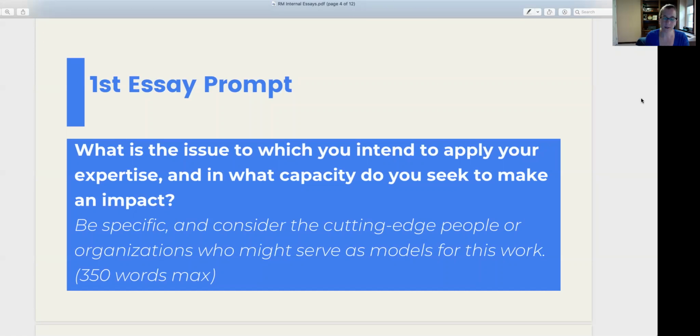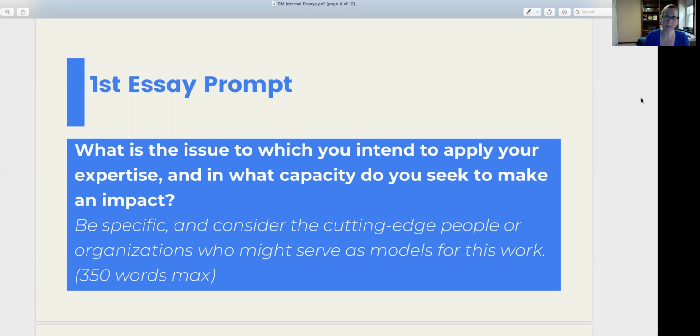And then the second part of this prompt is the area around impact: in what capacity do you seek to make an impact? So we want to know what the problem is, then we want to forecast. You don't have to tell us about the degree programs and all that kind of stuff here. We want to see that you understand the landscape of possible intervention spaces that you would seek to insert yourself into after you've completed your degree programs.